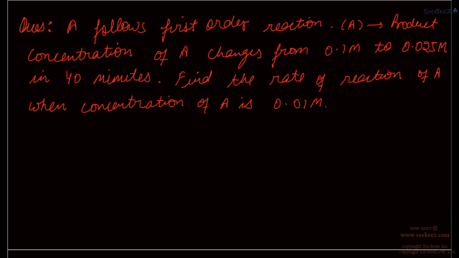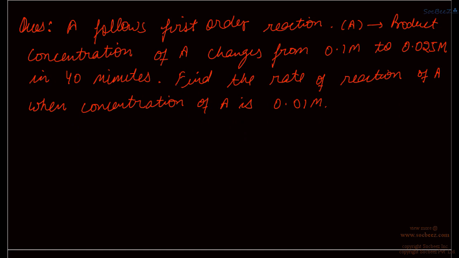So let's discuss another question. Now, the question says that A follows first order reaction. A is giving us product, so the rate of reaction with respect to A is K into A, and the order of reaction with respect to A is 1. Concentration of A changes from 0.1 molar to 0.025 molar in 40 minutes. Find the rate of reaction of A when concentration of A is 0.01 molar.